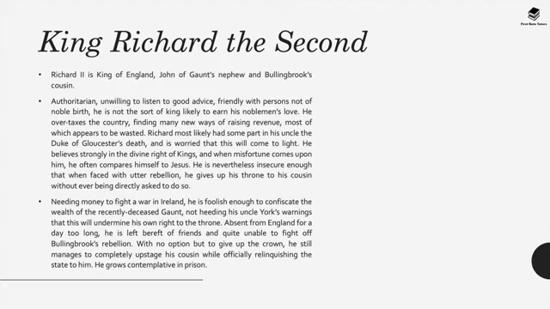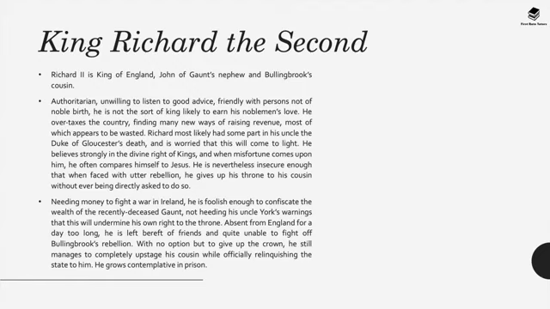He overtaxes the country, finding many new ways of raising revenue, most of which appears to be wasted. Richard most likely had some part in his uncle, the Duke of Gloucester's death, and is worried that this will come to light. He believes strongly in the divine right of kings, and when misfortune comes upon him, he often compares himself to Jesus. He is nevertheless insecure enough that when faced with utter rebellion, he gives up his throne to his cousin without ever being directly asked to do so.